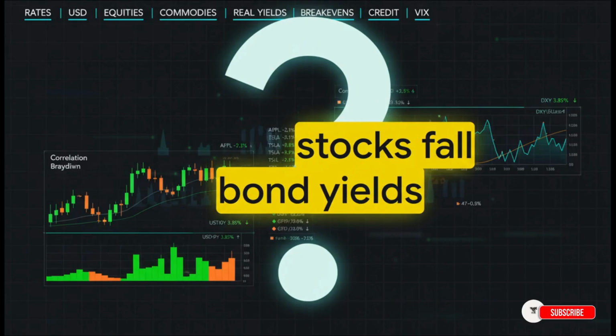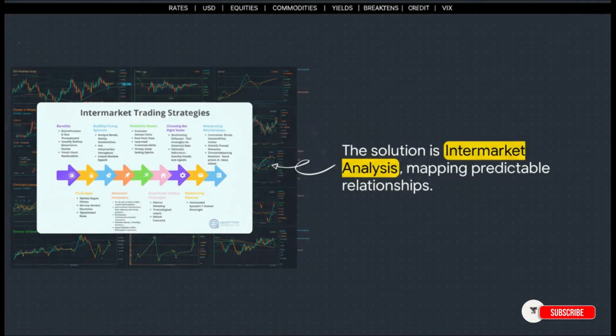Well, these aren't just random quirks. They're clues. They're symptoms of a system at work. And the key to deciphering those clues is a framework called intermarket analysis. You can think of it like a blueprint. It shows us how currencies, bonds, stocks, and commodities are all linked together in this dynamic cause and effect relationship. Now, this isn't about predicting the future with a crystal ball. It's about understanding the present by actually reading the map.